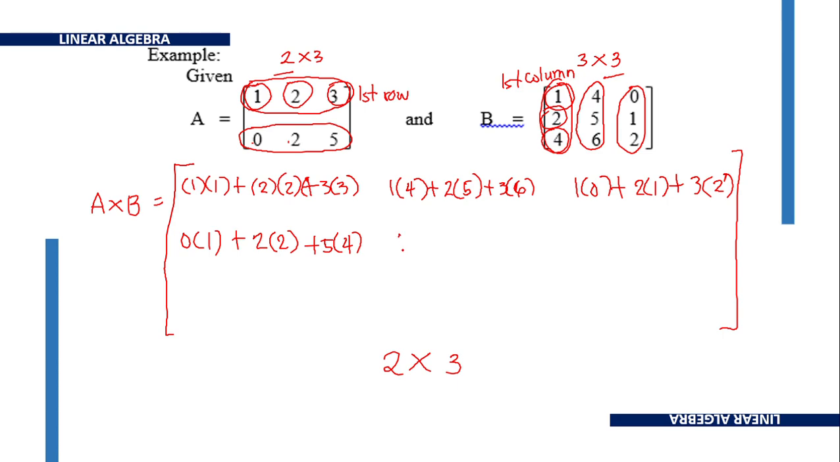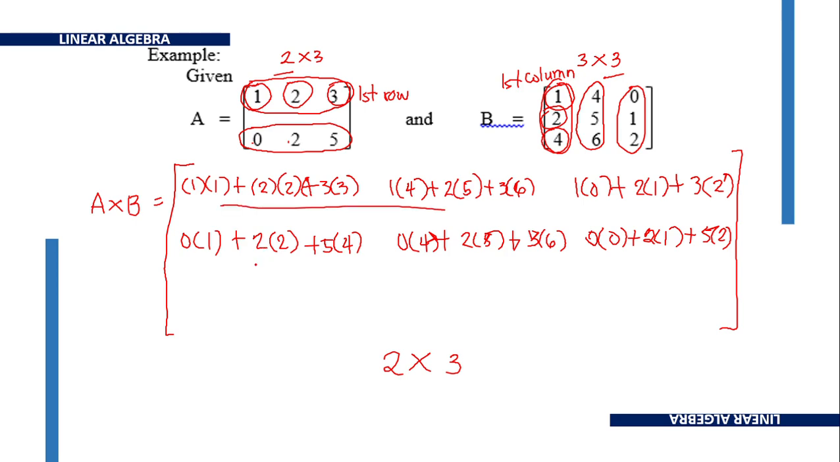Then next we have yung second row naman, times naman natin sa second column. So we have 0 times 4 plus 2 times 5 plus 5 times 6. Then yung ito namang second row, third column naman, so we have 0 times 0 plus 2 times 1 and plus 5 times 2. Okay. So after that, so as you can see, 'di ba? We have 2 rows and 3 columns. Okay? So tama 'yan. Okay, tama yung ating naging solution.